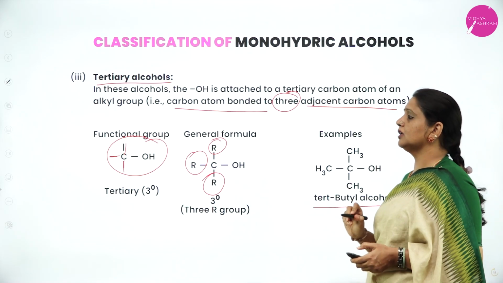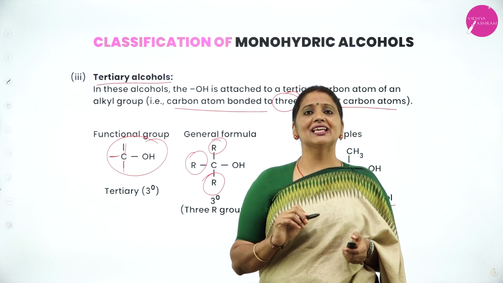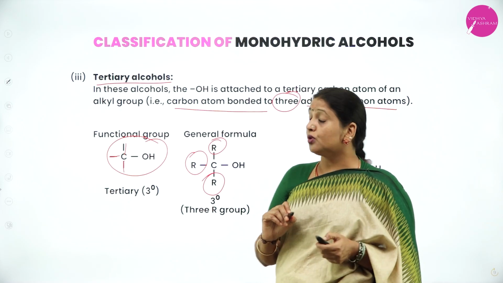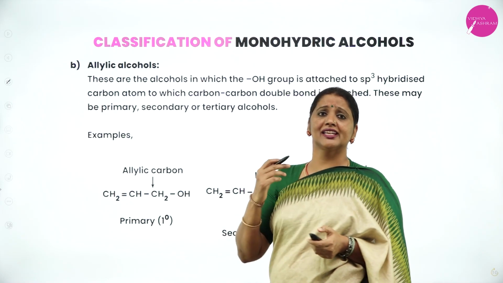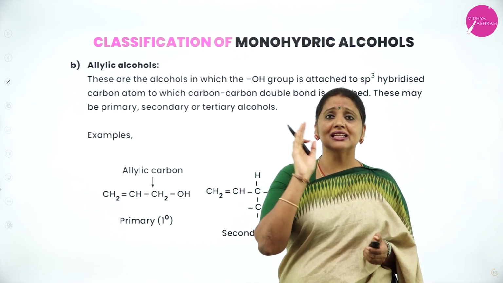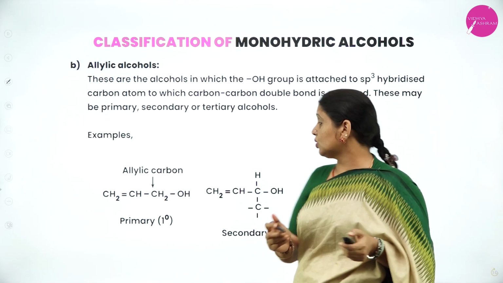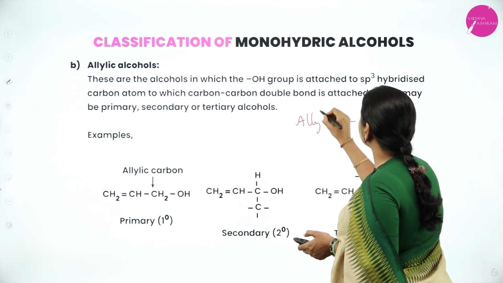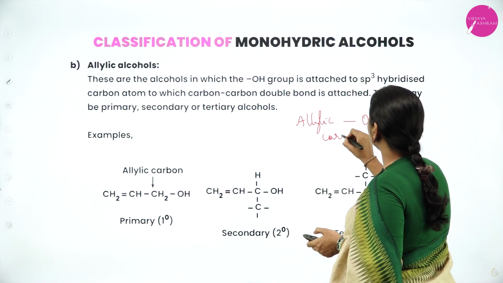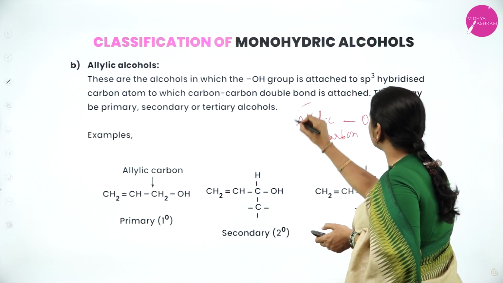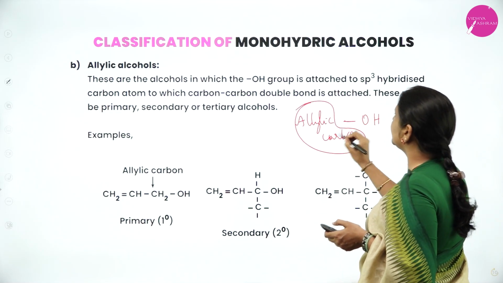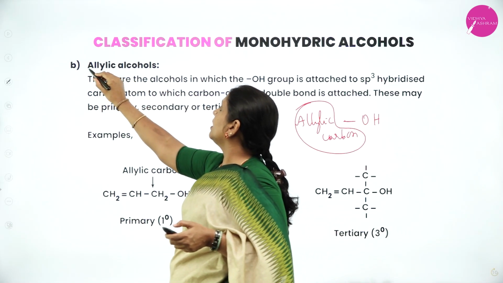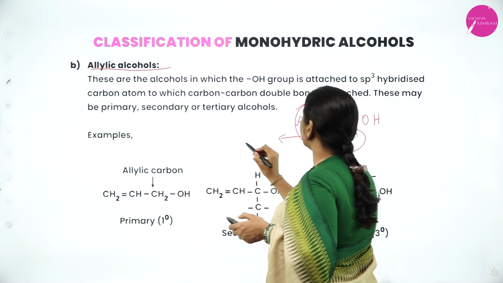Tertiary butyl alcohol. Next classification, allylic alcohols. In this alcohol, the OH group is attached to an allylic carbon. If the OH group is attached to an allylic carbon, it is called allylic alcohol. What is allylic carbon?